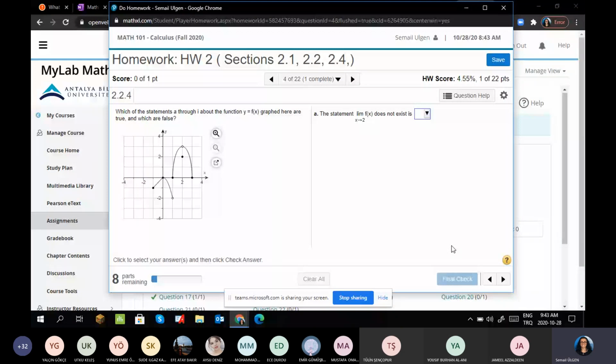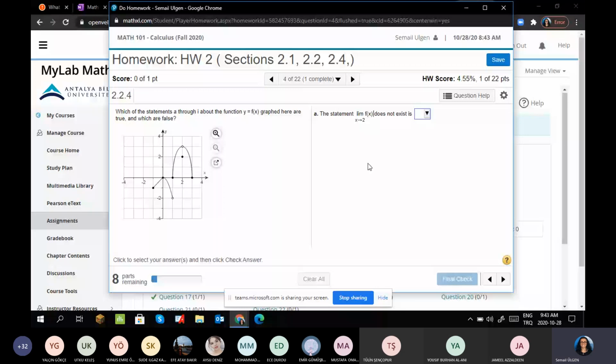Okay. Is this a question, Jamil? Yeah, professor. Which of the statements A through I about the function y equals f of x graphed here are true and which are false? What is A? The statement limit as x goes to 2 does not exist is true or false.